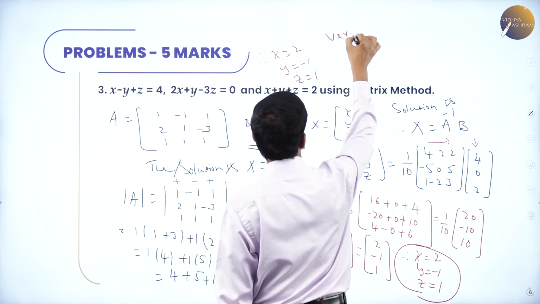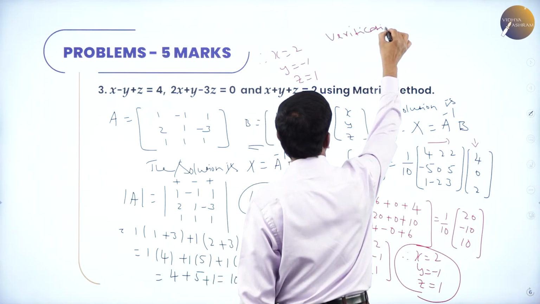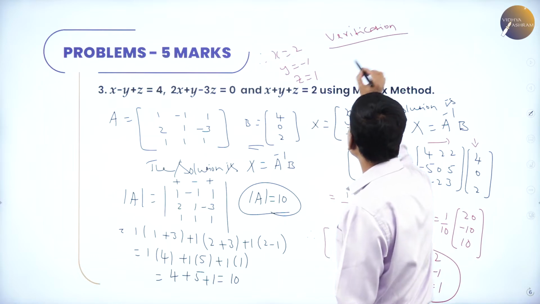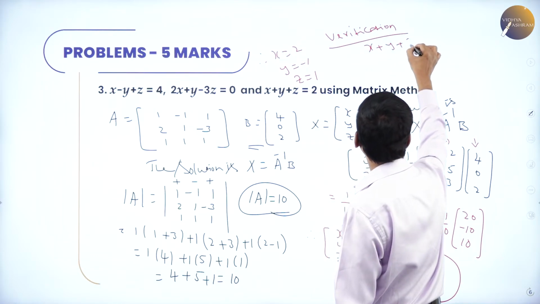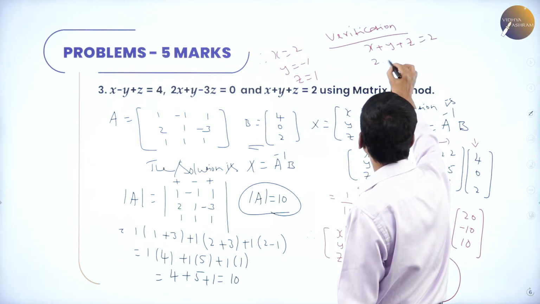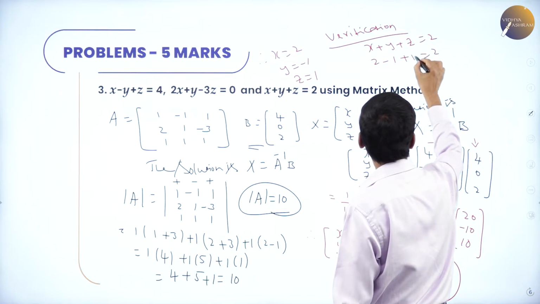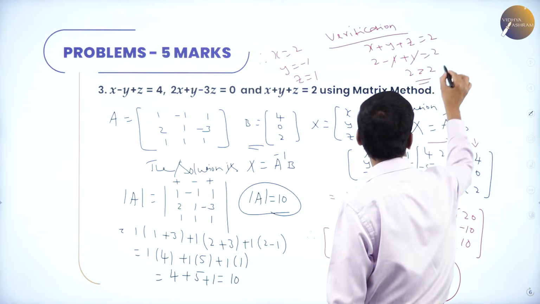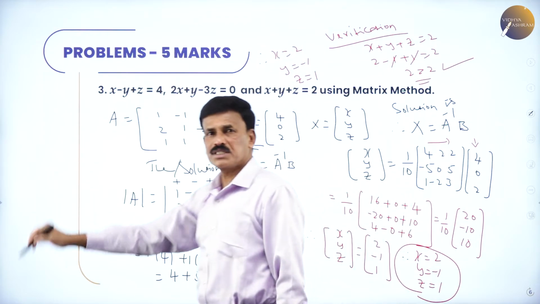For verification, if you want to verify, let us take this equation itself. x plus y plus z is equal to 2. What is x? 2. What is y? -1. What is z? 1. So minus 1 plus 1 gets cancelled. 2 is equal to 2. The answer is correct. That's it.